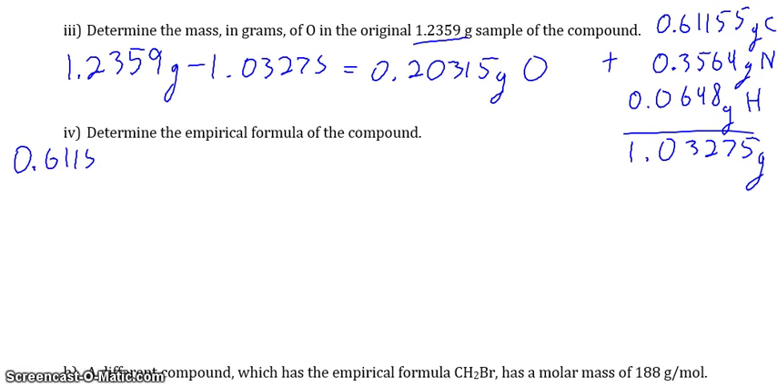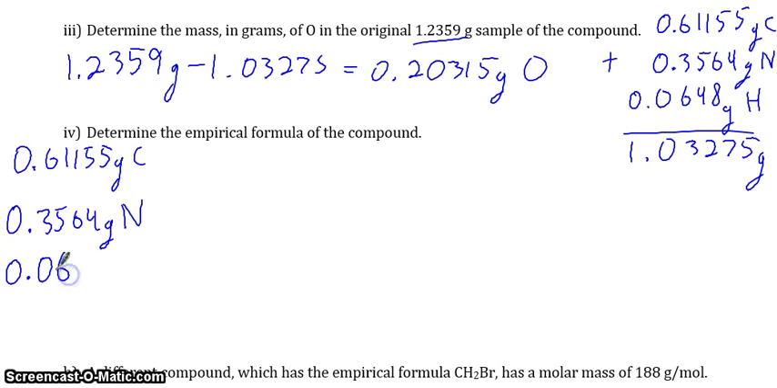So we have this much carbon, we have this much nitrogen, we've got this much hydrogen and this much oxygen. Make sure you copy all of the numbers perfectly, otherwise a little bit off will throw the whole problem off. So hopefully we got them all the same.